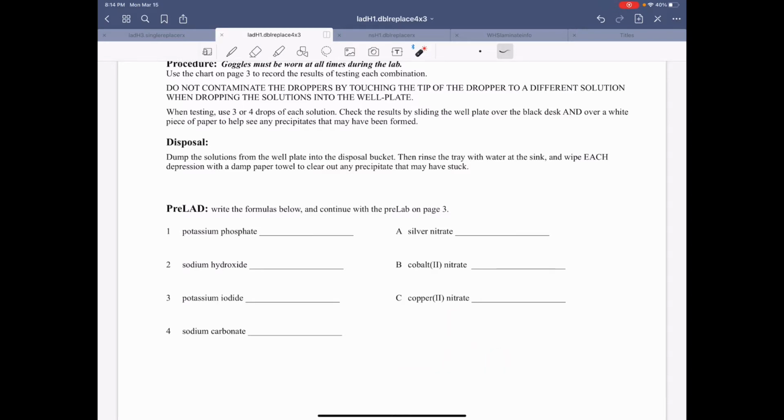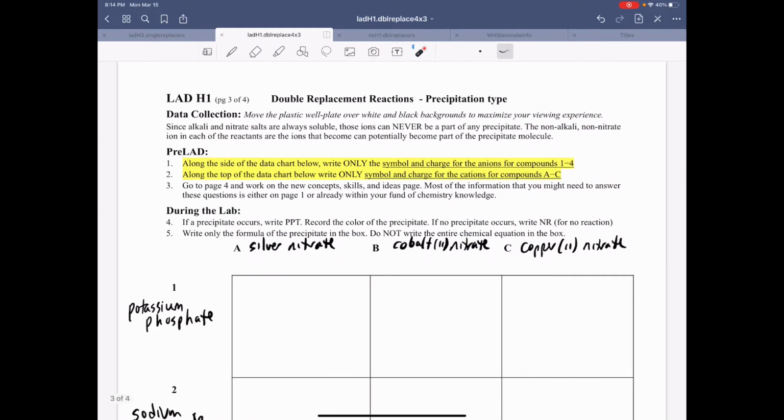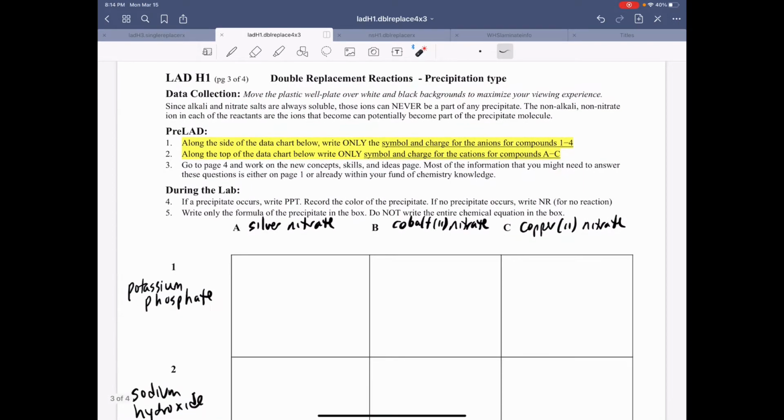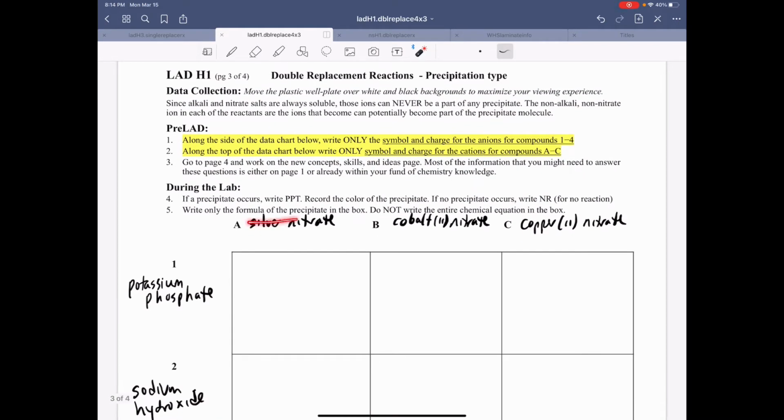And so let's move on to the data collection page. You should not write these names here, but instead pay attention and write only the symbol and charge for the anions along the side. So we don't care about the potassium, but only the phosphate, so you should be writing PO4 with a 3- charge.